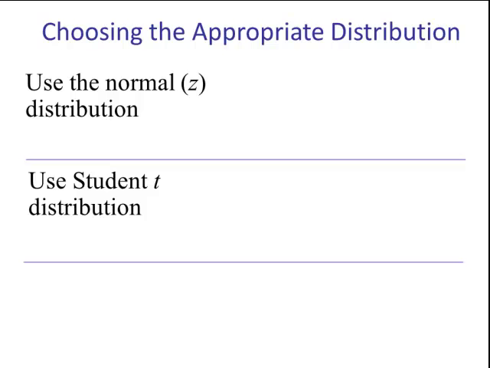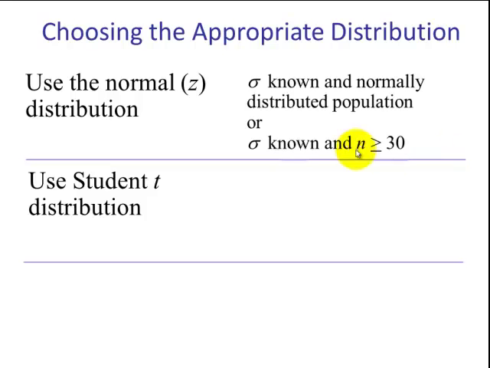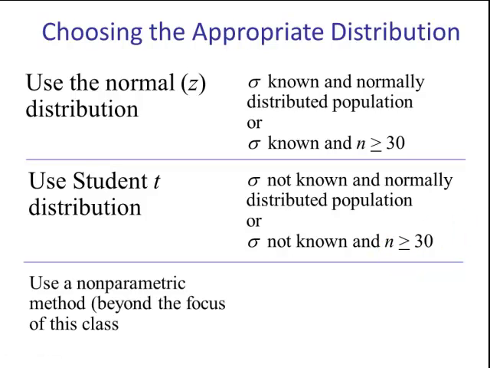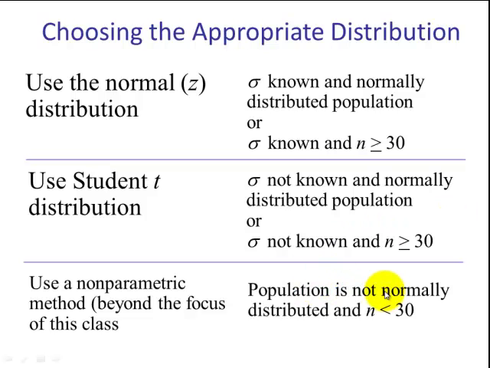To use the Z, the normal distribution, sigma must be known and the original population must be normally distributed, or the sample size has to be greater than or equal to 30. To use the T distribution, sigma is unknown and the original population is normal, or the sample size is greater than or equal to 30. A non-parametric method, which is beyond the scope of this class, can be used when the population is not normal and when n is less than 30.